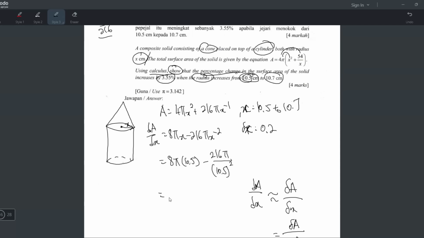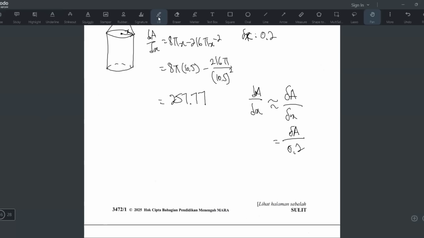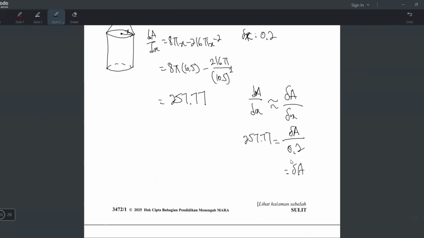It gives many decimal places, so I will not write the whole thing. I'll just write 257.77 for now. Later we can use the answer button, because when you substitute 257.77, for delta A, use the answer button: answer times 0.2. My calculator gave me 51.55, but it's not over yet.